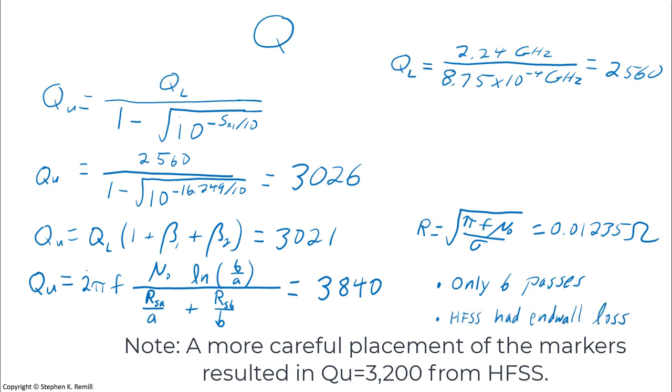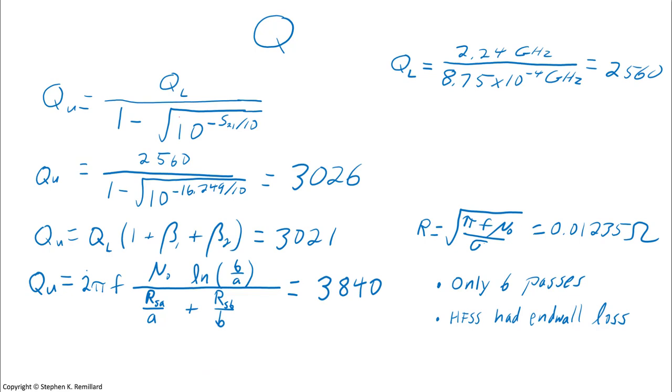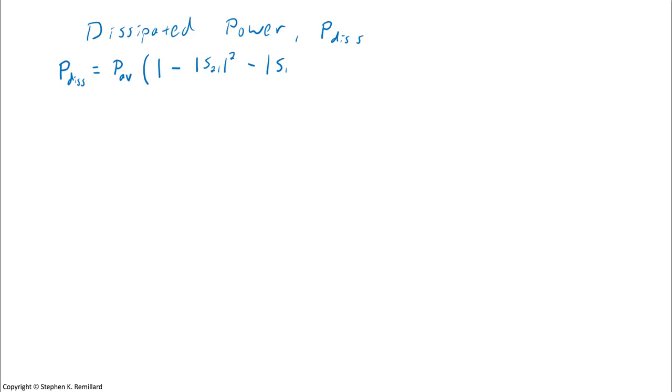So the comparison is fairly loose, but on the other hand, they're fairly close to each other. You can also find the power that was dissipated in that resonator, using the simple argument that the dissipated power is the available power reduced by power going anywhere but the walls of the cavity. Available power times 1 minus S21 squared, which is the power transfer ratio, minus S11 squared, which is the power reflection ratio. In HFSS, the available power is by default 1 watt.